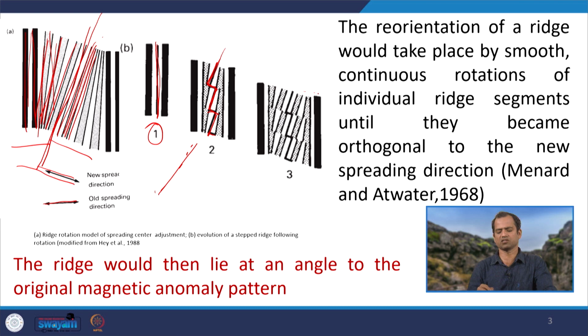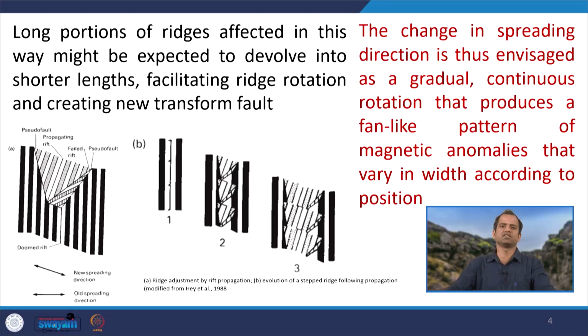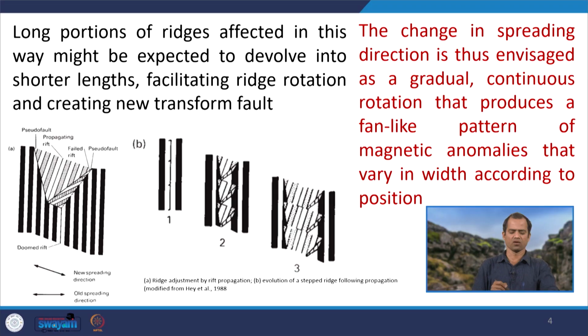So, with time the spreading continues, and these new ridge segments, new magnetic anomalies, are formed, which are parallel to the newly reoriented ridge segments. Now, a long portion of a ridge affected in this way might be expected to develop into shorter lengths, facilitating ridge rotation and creating new transform faults. For example, if we have a long orientation of the ridge, suppose this is the length of this ridge, now we want to reorient it. So, that means we are segmenting it into different small fractions, and these small fractions again will be parallel to that.